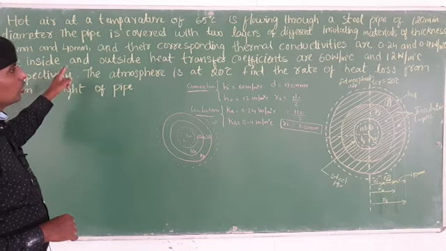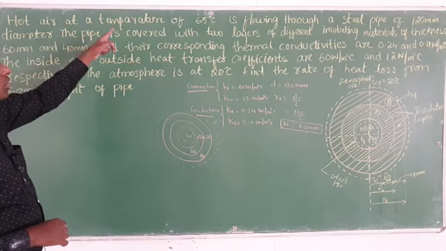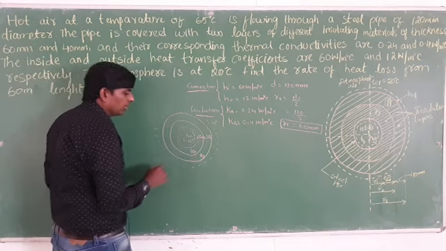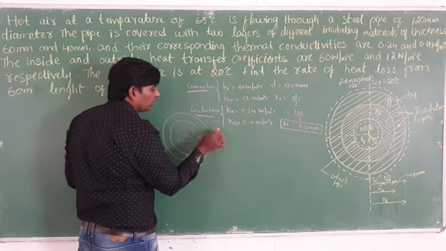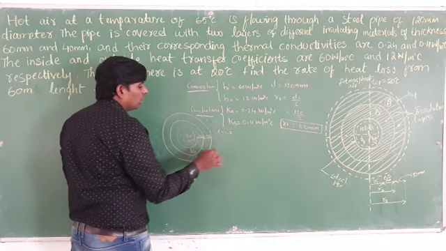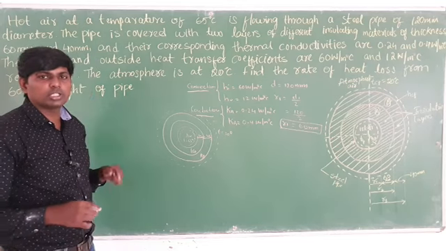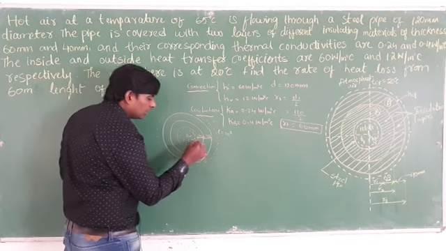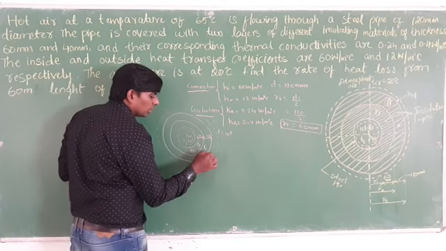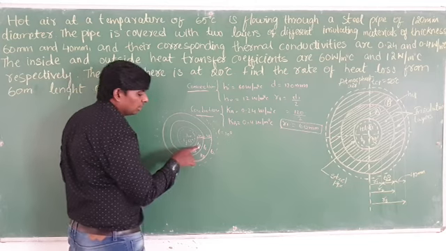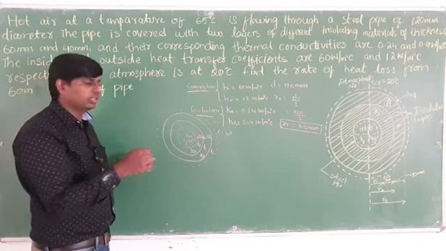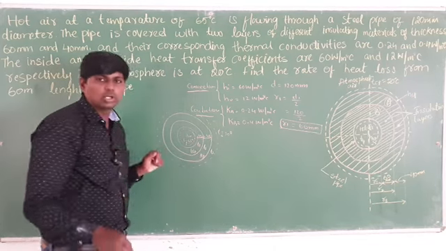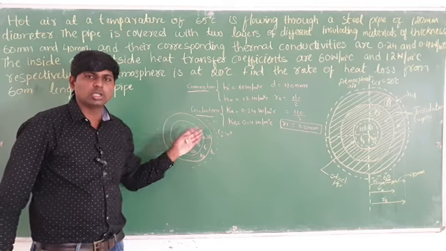As you can read in the question, hot air at a temperature of 65 degrees. In the starting, the inside temperature is 65, and the outside temperature is 20 degrees. So what you have to do? Inside air temperature you have to take as Ti, and this one as T1, this one as T2, and this one as T3. Wherever the conduction is, T1, T2, T3, and here you have to take TO. TO means outer temperature, Ti inside temperature.